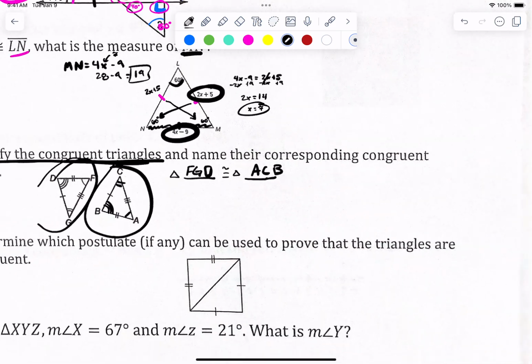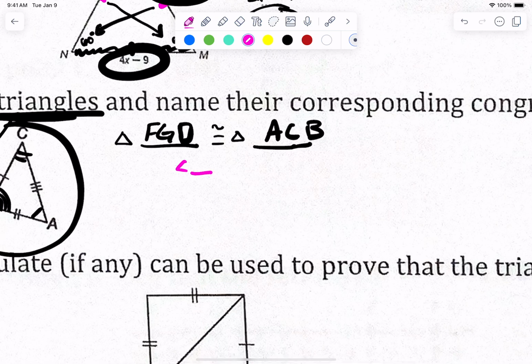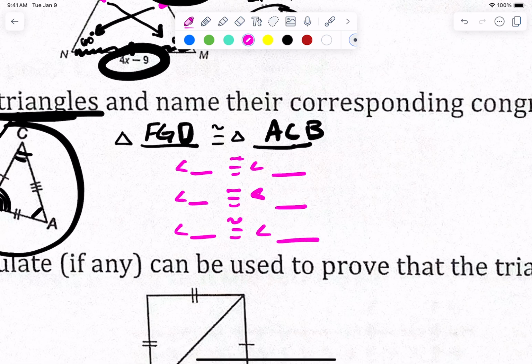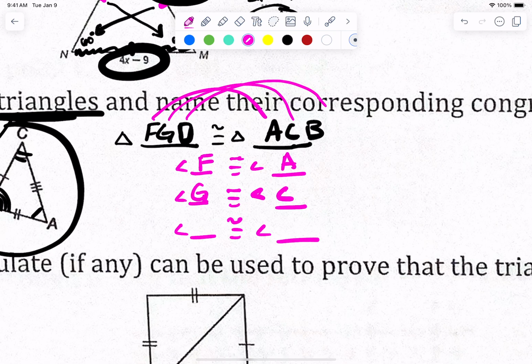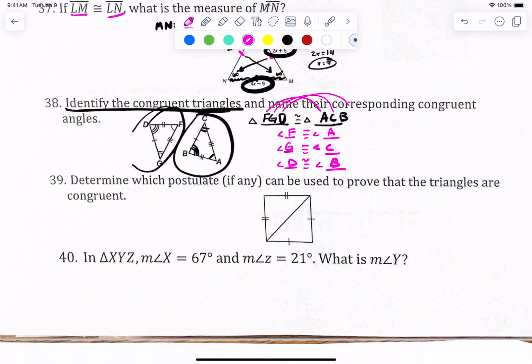Now, the next thing, we have one more thing. It says name the corresponding congruent angles. So tell me what angles are congruent. Angle whatever is congruent to angle whatever. You can look at the diagram if you want to. Or, I have them in order here, so F should go with A, G should go with C, D should go with B. Okay, so I can just look at that. Good? There you go, that's it. So, identify the congruent triangles, name the corresponding angles. Good, done.